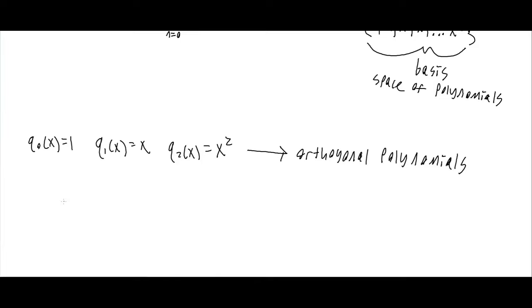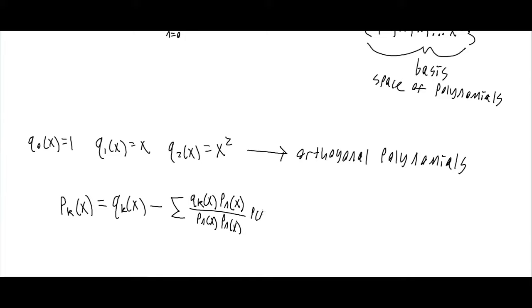And so we want some orthogonal polynomial here, the kth polynomial here will be equal to the kth polynomial of this type up here, minus the summation of the inner product of our kth polynomial of this type up here with the nth polynomial here over the nth polynomial times the nth polynomial, and then multiplied by the nth polynomial here. And hopefully this will make a little bit more sense here.